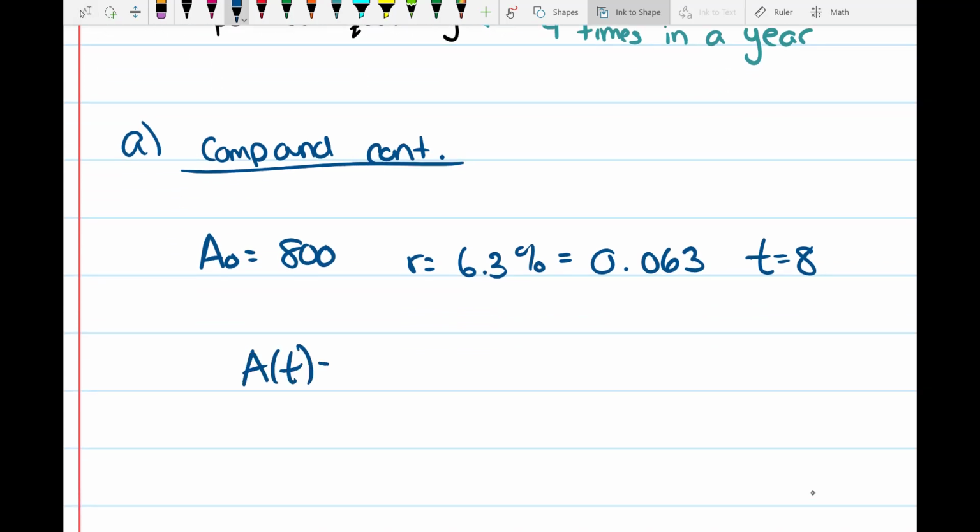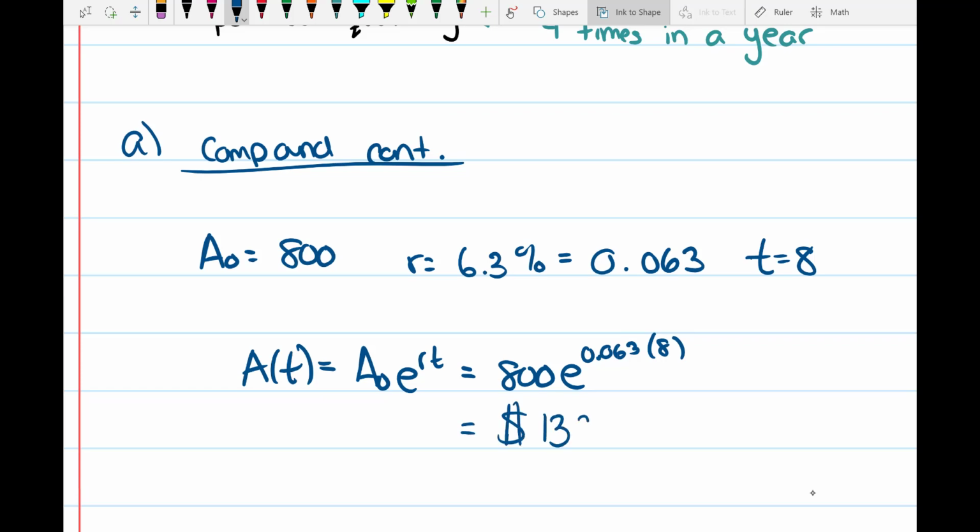You get A of t is equal to A naught e to the rt, which is going to be 800 e to the 0.063 times 8. And when you put that in a calculator, you're going to get 1,324.26, because we're dealing with money, so we only go 2 decimal places. So if we put $800 in at 6.3%, in 8 years, we'll have about $1,300 in the bank.